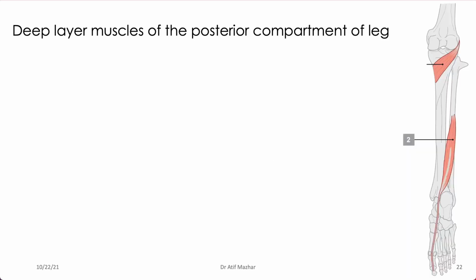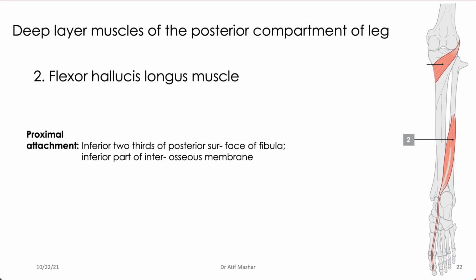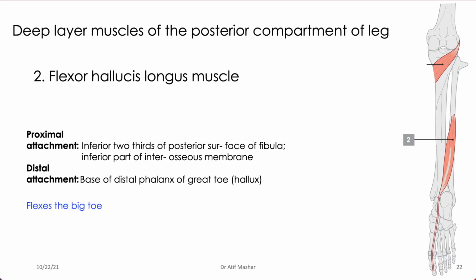Then we are looking at the second muscle. Which muscle is that? That is going to my big toe. This must be a flexor, and it's coming from the fibula. So this is my flexor hallucis longus muscle. You can see that it's going to my distal phalanx, and it's coming from the fibula. So proximally, the inferior two-thirds of the fibula and the inferior part of the interosseous membrane, and it is attached to the base of the distal phalanx of the great toe. It flexes my big toe, and this is also controlled by the tibial nerve.